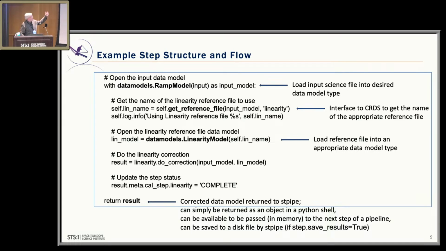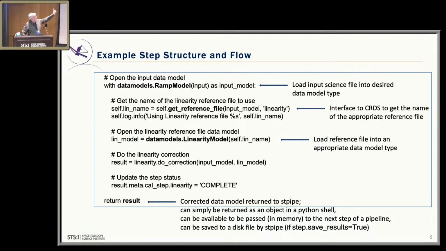So again, a few key pieces of a typical step. Obviously, first thing you need to do is load your input, your science file that you want to work with. Just load that into a data model. Next, we have to go get our reference file that we want to use within the step. The get reference file method, again, is a common method that's defined in the step class. And that, again, calls the CRDS interface to find the name of the appropriate reference file to use.